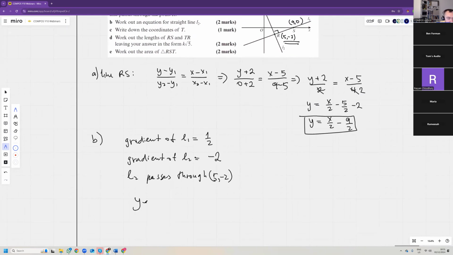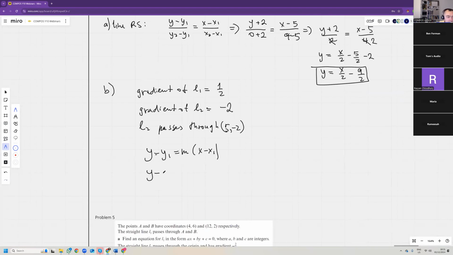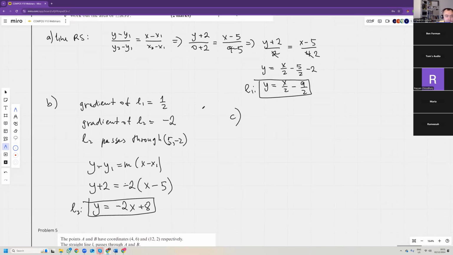Okay, so we use y minus y1 equals m times x minus x1. Y plus 2 equals m, which is -2, times x minus 5. So y is equal to minus 2x plus 10 minus 2, plus 8. That's the equation of L2. This is L1.